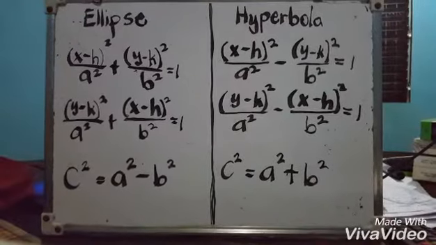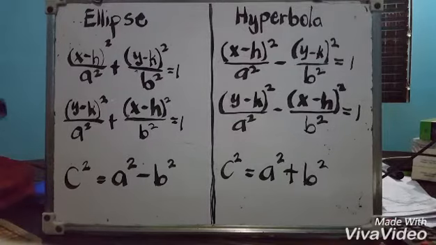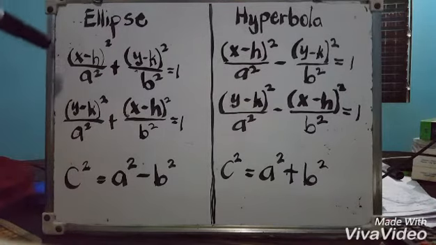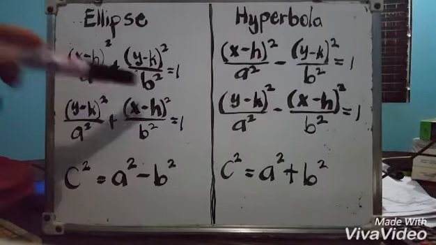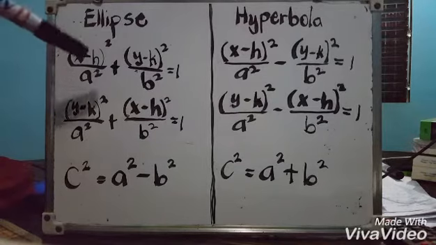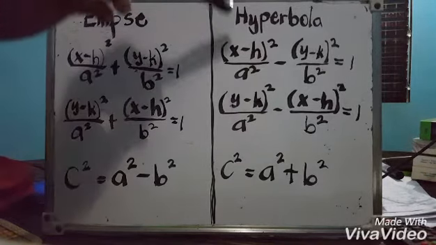We have here the comparison between the standard equations of the ellipse and the hyperbola. If you can see here, class, they are almost the same. Let us now see what the difference is between their standard equations. For the ellipse, class, we have the equation x minus h squared over a squared plus y minus k squared over b squared is equal to 1. Take note, the graph of this ellipse is lying horizontally. And its counterpart in the hyperbola, class, is this one.